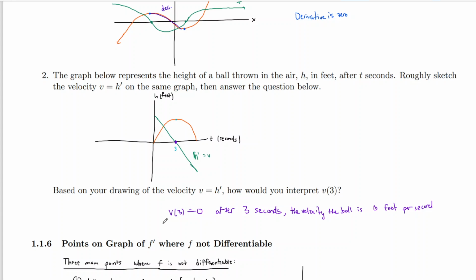Remember, velocity gives you the derivative, which is the rate of change. And what's changing is feet over time, feet over seconds. Well, if the velocity of the ball is 0 feet per second, that's really where the ball is stopped. That's really where it's at its peak. It had been going up, then it stopped for just a very, very brief moment, and then it's falling down. This is the 3 seconds is where it's stopped.